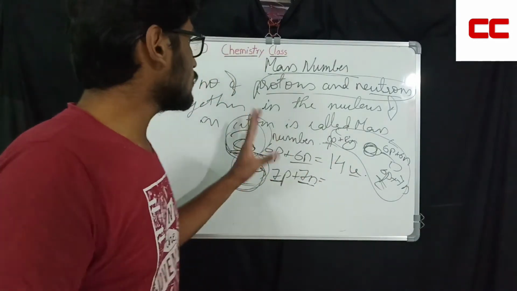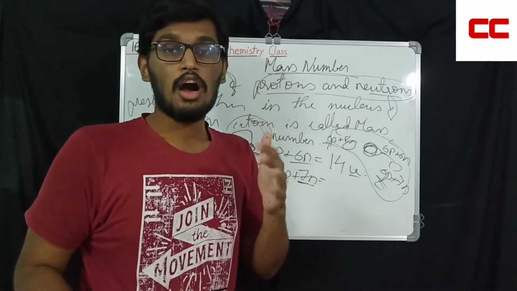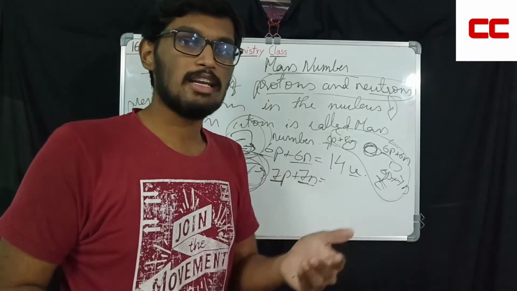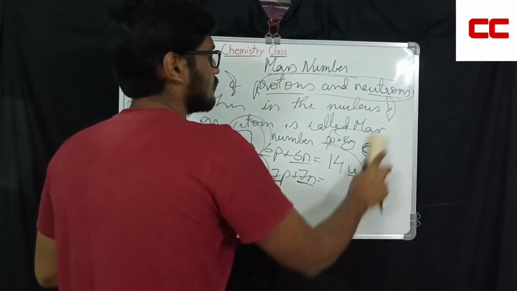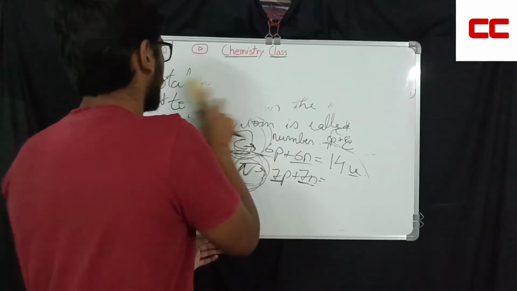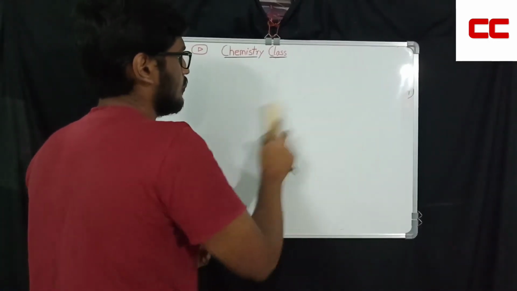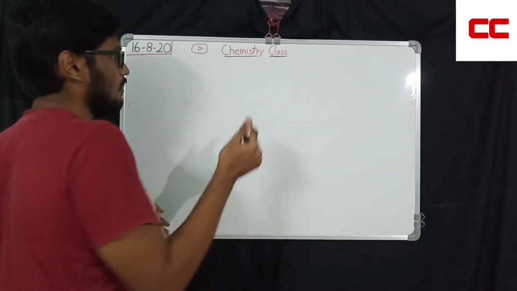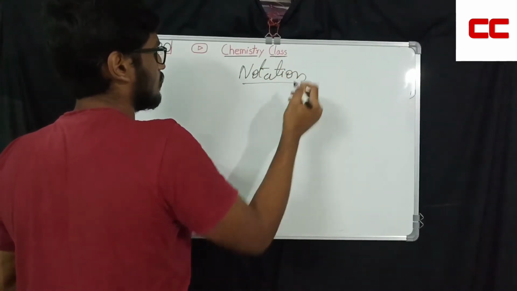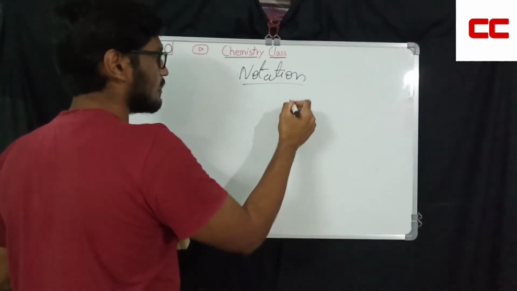So I have explained the basic things about these two topics, and let's see how we write the notation of an element, with its atomic number and mass number. So let's see notation. In the notation, if there is carbon, the atomic number should be written down and the mass number should be written up.